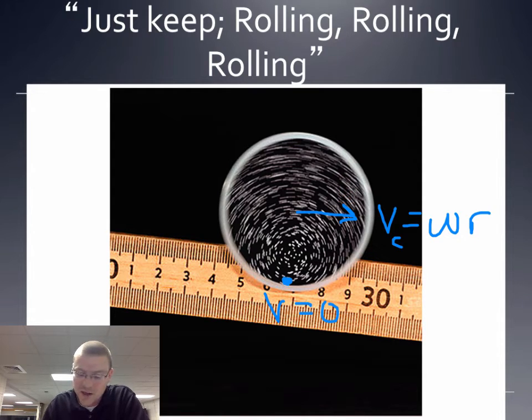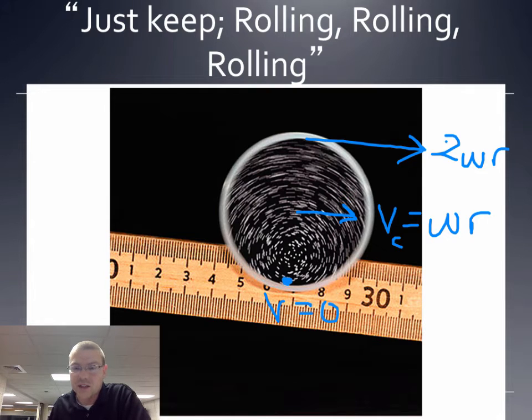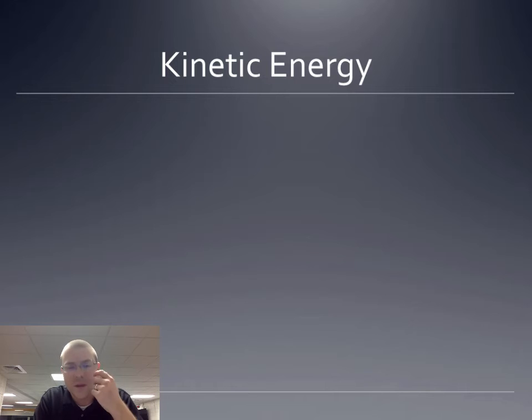If you look even higher up here, the top of the wheel is twice the radius away from the center of mass. So the top of the wheel is actually moving at 2 omega r in a straight line. So the bottom of the wheel is not moving, the center of mass is moving at omega r, and the top of the wheel is moving twice as fast. When we focus on objects, we focus on their center of mass, and you can do v equals omega r. So that meant that when things are rolling, they have kinetic energy as well.